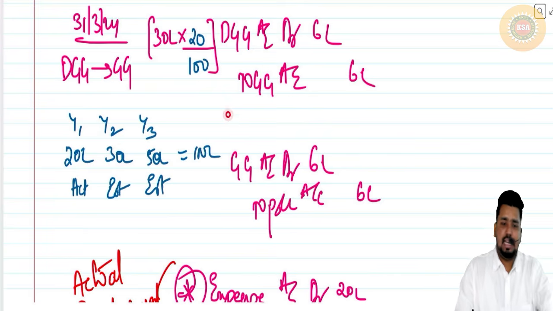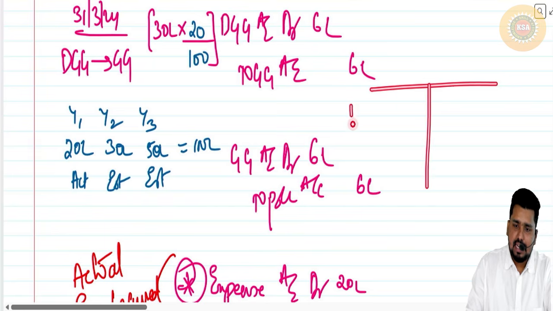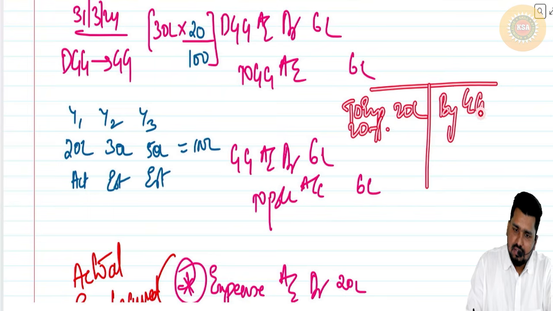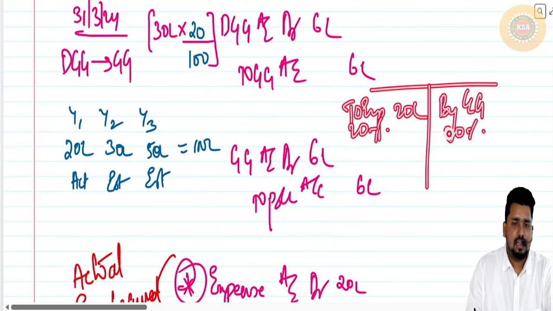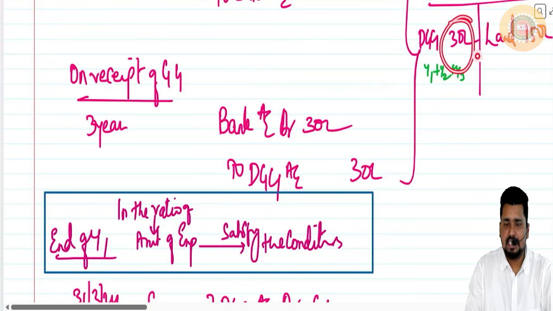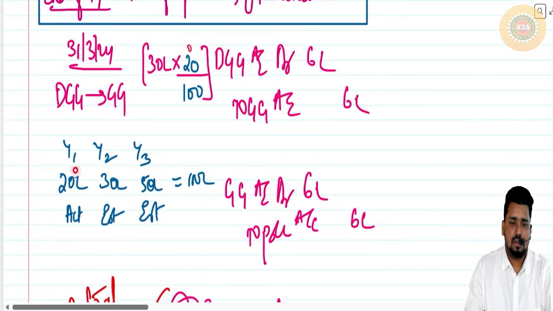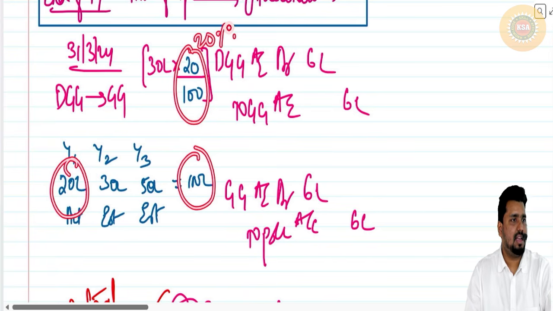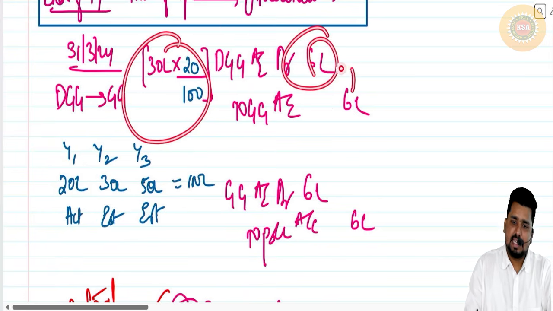Then they are telling in P&L if you take expense, how much? 20 lakhs, which represents what percent? Then GG also what? 100% or 20%? That's it. How much is the DGG? 30. 30 into 20 divided by 100, which is 20 by 100, which represents what only? So how much is it? 6 lakhs and 6 lakhs.